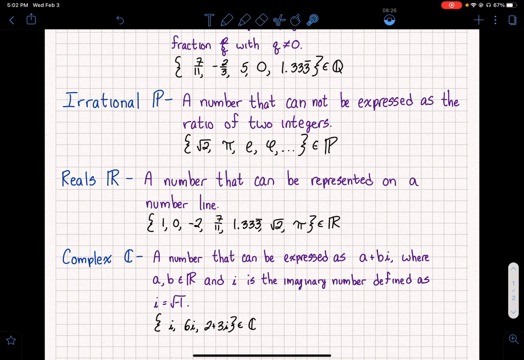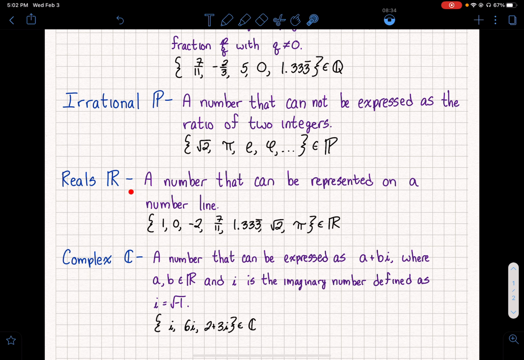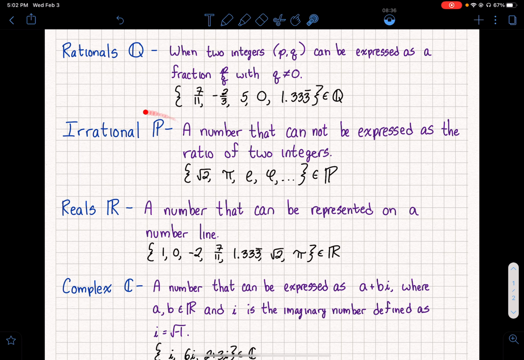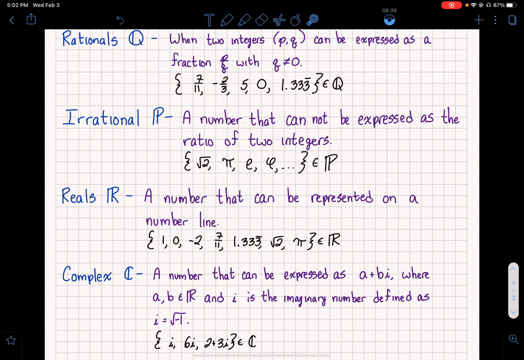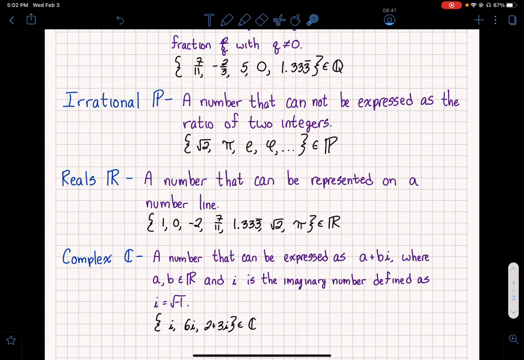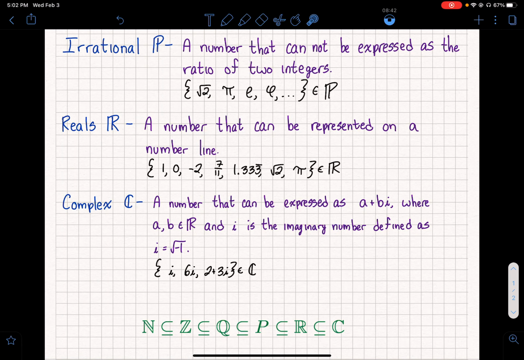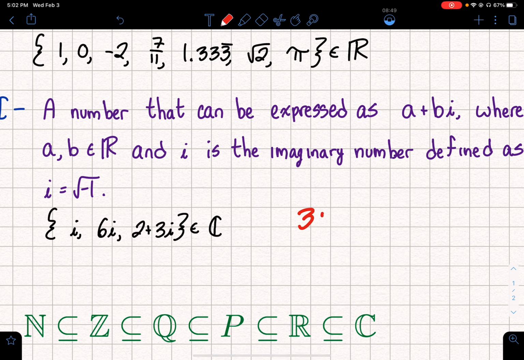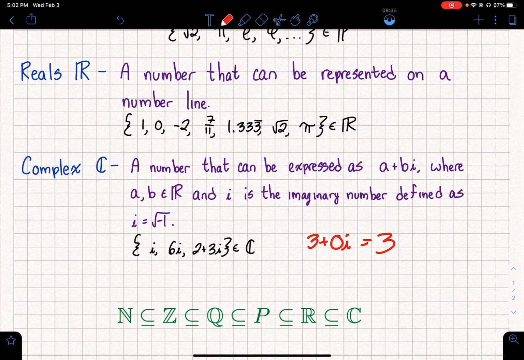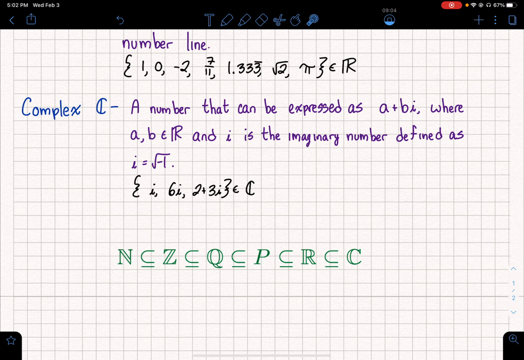I cannot say that complex numbers are real numbers. I can't say that complex numbers are irrational numbers, but I can say that irrational and real numbers are also complex numbers. And I can show that very easily if I define my b to be 0. If I say 3 plus 0i, well, this is 3, and we know that's an integer. So we just showed very easily how an integer can be part of the group of complex numbers. These symbols down here, these C-looking things with a line under it, just mean subset.